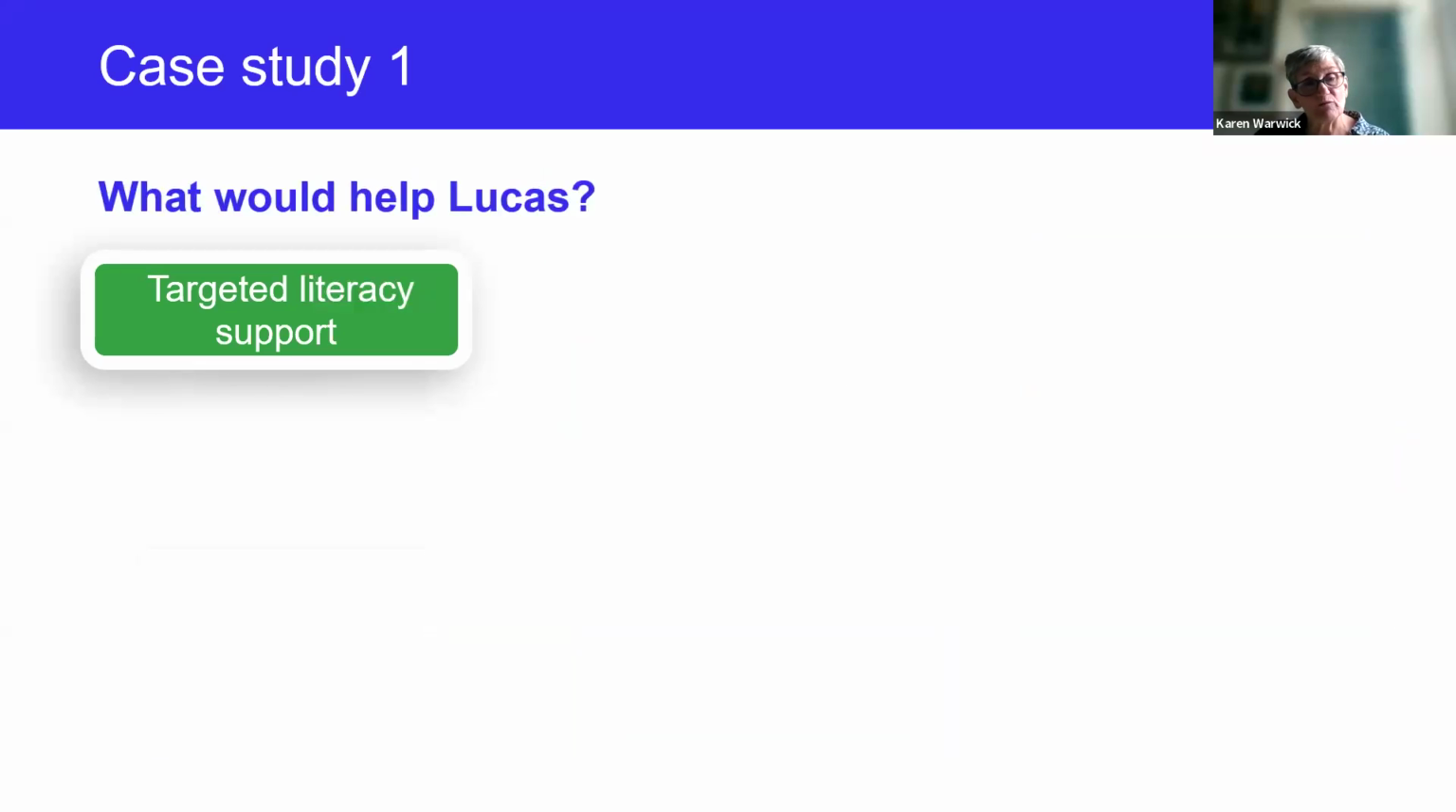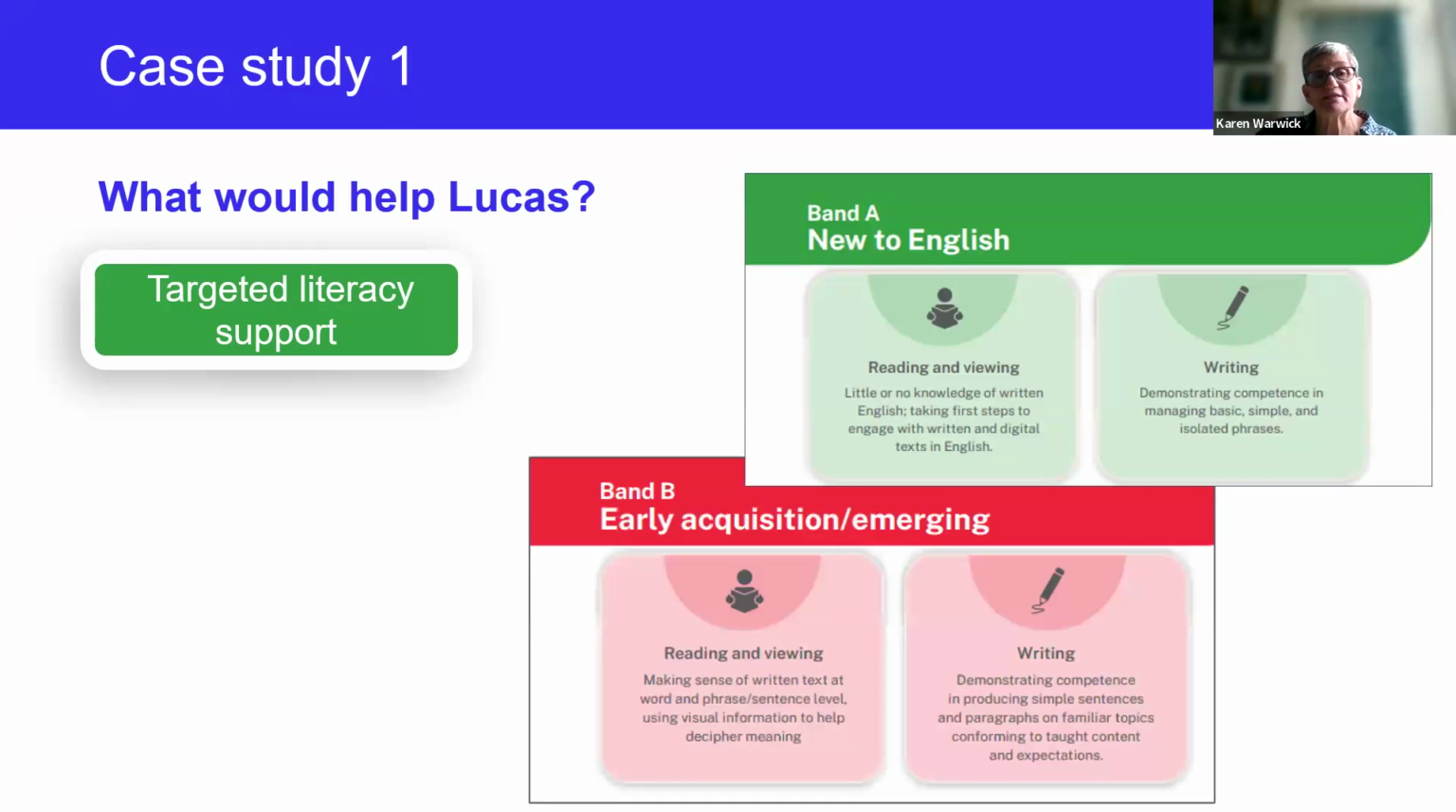Okay, so then the next thing that would really help Lucas is the targeted literacy support. We know that he's come from primary school with low literacy levels, and there's a bit of a history going back there linked to school disruption. And a good place to start, obviously, would be in Band A and Band B for reading and viewing and writing. Band B being early acquisition and emerging English as an additional language. And these are the icons that you see in the guidance when you're looking for that.